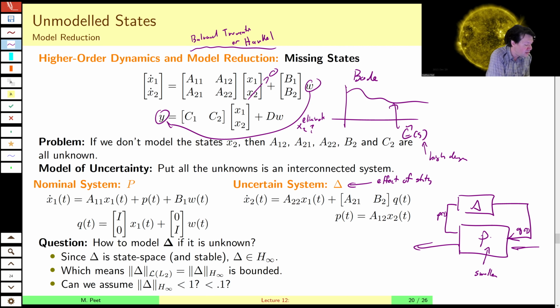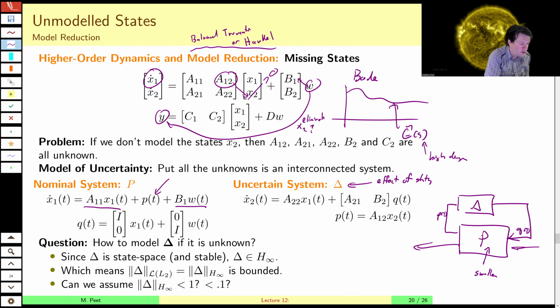Well, if we just look at the dynamics of x1 dot, there's the nominal part, a11 x1. That's the one you really want to capture. The effect of w on that state is there, and then everything else gets input through this p here. You might have a matrix in front of p, but I haven't bothered making this very sophisticated. So what is p? Well, p is all the terms that are no longer included in this representation. Specifically, a12 times x2.